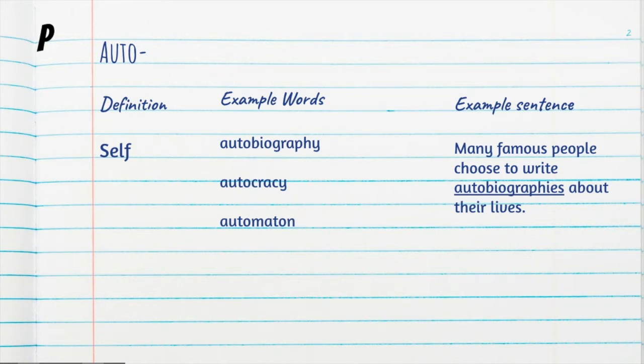Even a word like automobile, you wouldn't necessarily think that automobile has anything to do with the self, but automobiles move themselves, right? There's nothing that pulls them if they're in working condition. Previously, before cars were invented, a carriage had to be pulled by a horse. An automobile was something that propelled itself and went on its own. So that is what auto means.